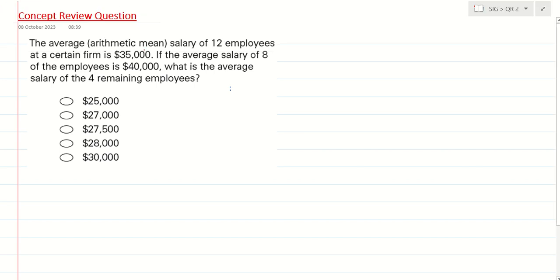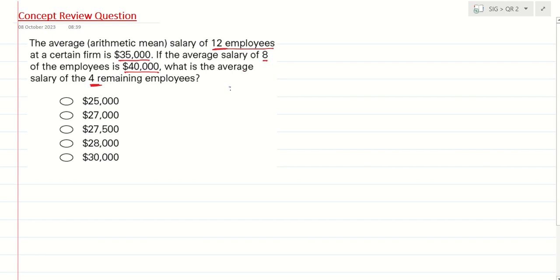The question reads: the average salary of 12 employees at a certain firm is $35,000. If the average salary of 8 of the employees is $40,000, what is the average salary of the 4 remaining employees? So what do we have here? Total employees, 12. Out of 12, I know the average salary of 8 employees, which means I do not know the average salary of the 4 remaining employees. This is my question. So I can solve it easily.